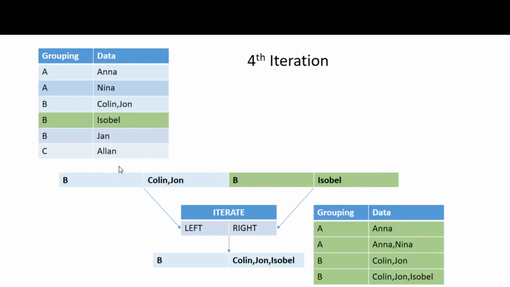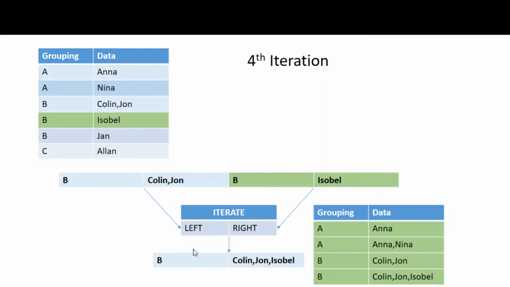Fourth iteration, we've got the output from the third coming in on the left hand side, the fourth record coming in on the right hand side, and because they're the same group, we want to concatenate data, accumulate data.